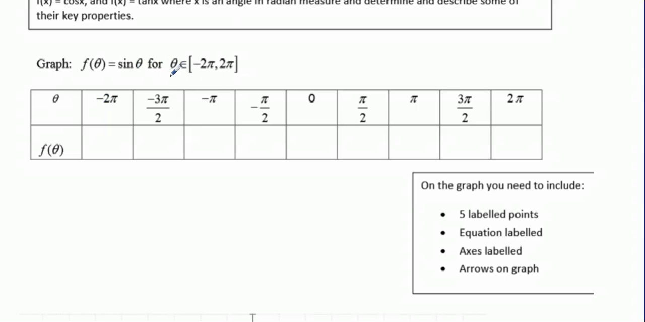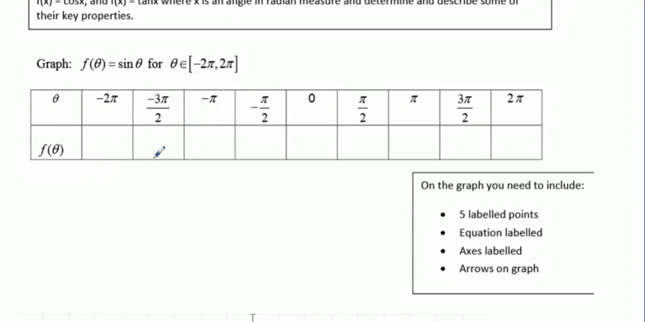But we're saying here that theta is an element of this domain. If I said theta is an element of negative 6.28 to 6.28, then you know that you should be using approximate radians on your x-axis.